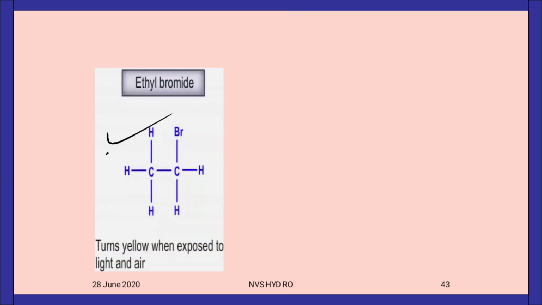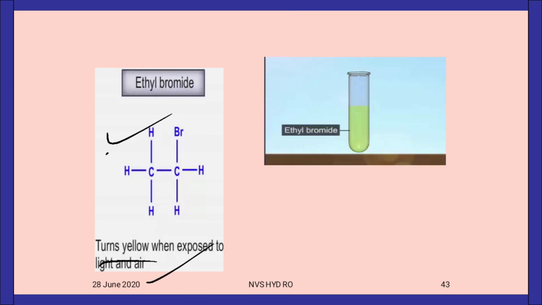So this is your ethyl bromide structure. It turns yellow when exposed to light and air. Ethyl bromide, remember.